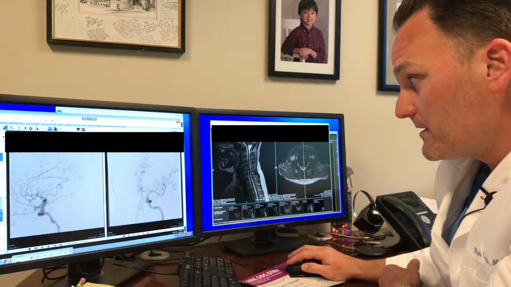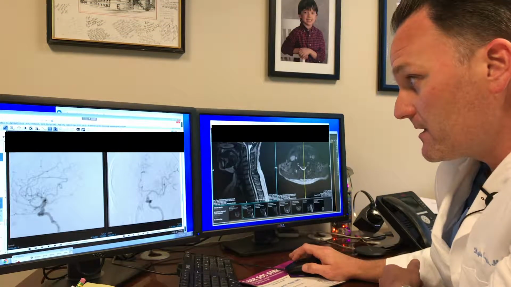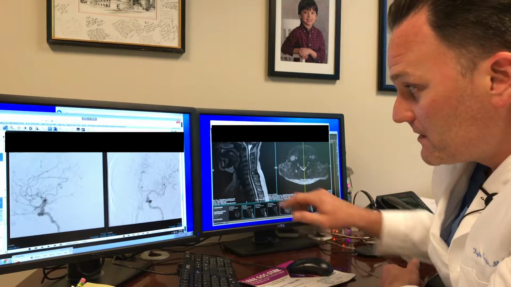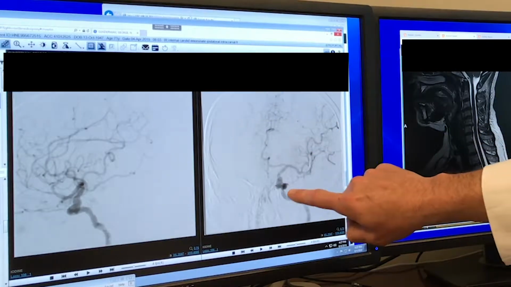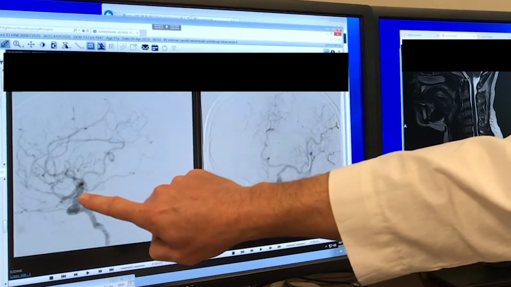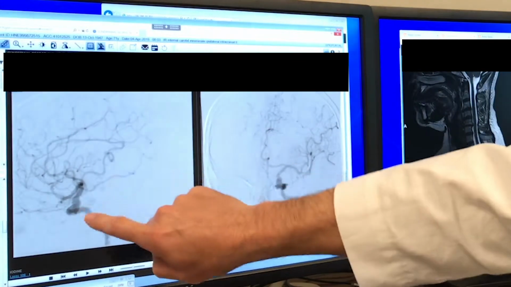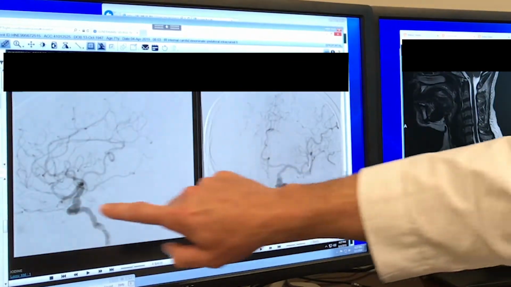So on this particular patient, on this side, on this angio, and it's a little hard to see because it can be blurry at times, but you can see the normal carotid comes up, and this is the brain filling, but right here we have this abnormality, right here and right here. This is it from the front, and this is it from the side, but then that abnormality is an aneurysm.